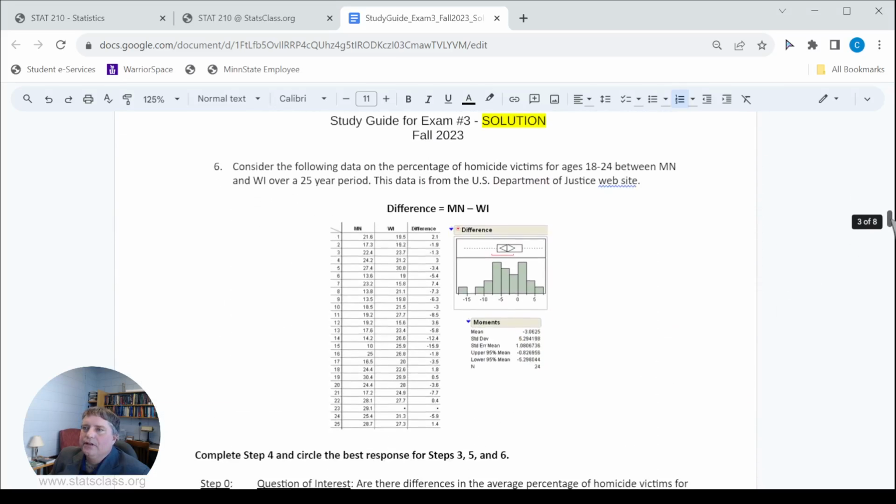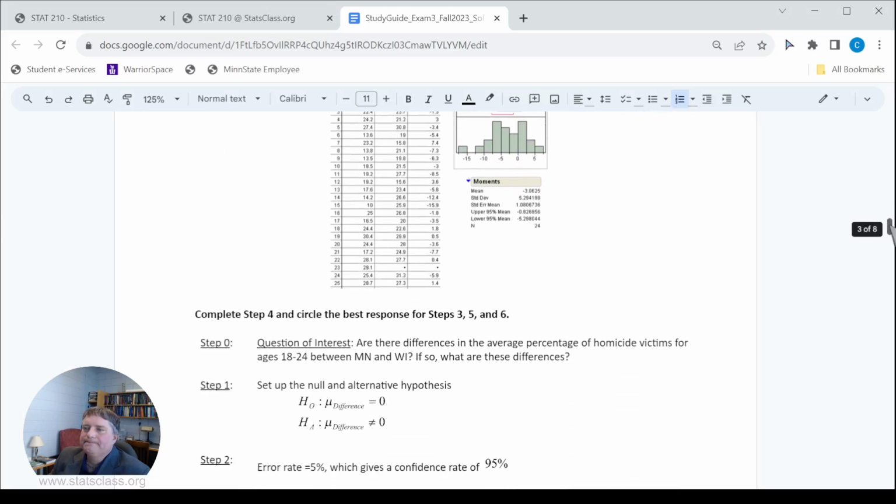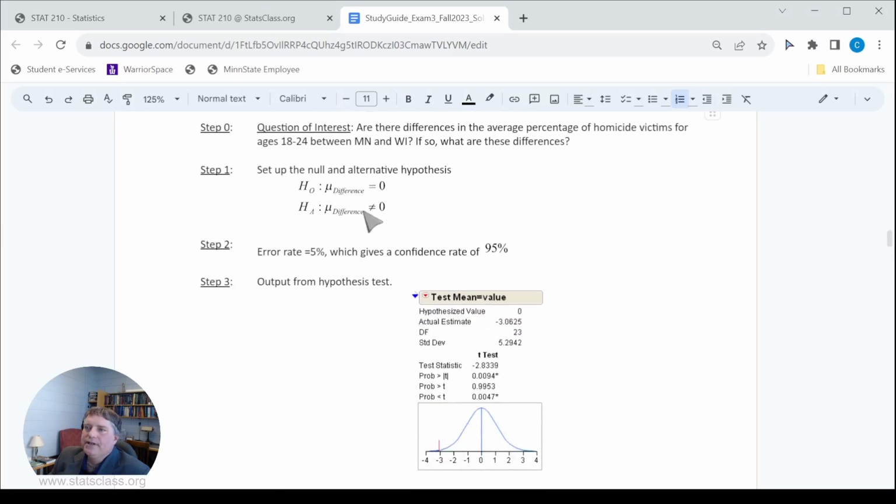Okay, let's pay attention to this one. It's a handout number 10 type problem. I'm computing the difference in crime rates, I guess, between Minnesota and Wisconsin. The differences are computed as Minnesota minus Wisconsin. Just kind of setting up the test, all the different steps. It's a two-sided test here, testing whether or not I have differences.